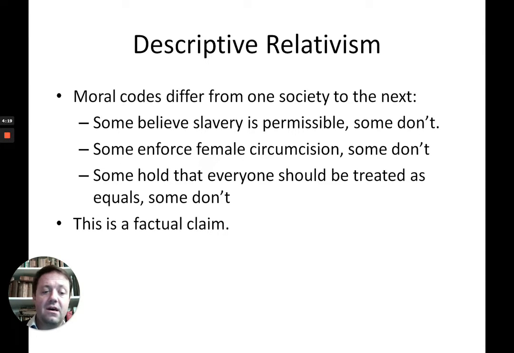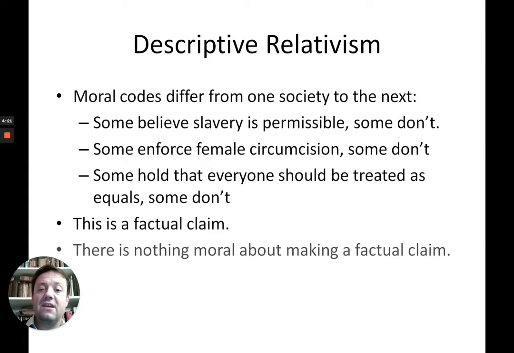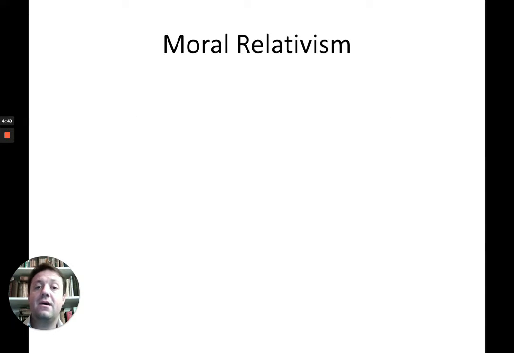There is nothing moral about making a factual claim. So there's nothing moral about me observing that slavery is morally permissible in some cultures, but not in others. It's just a fact. It's a true statement about how things are in the world. However, descriptive relativism can be contrasted with moral relativism.